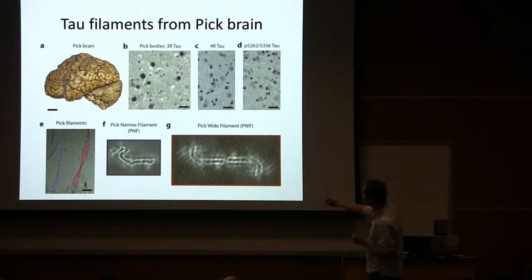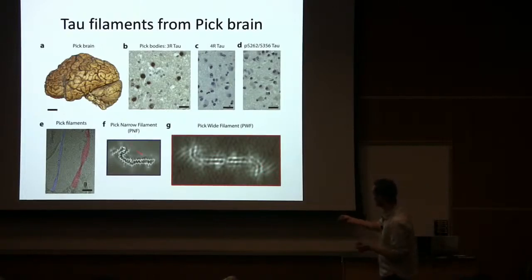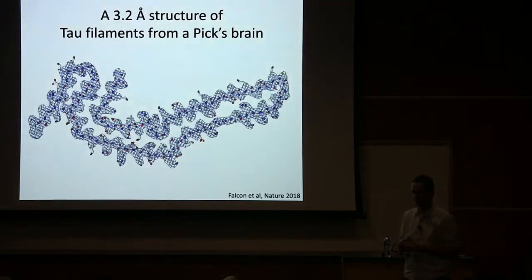And again, from the filaments, we saw two different types, what we call the narrow filaments and the wide filaments. For the wide filaments, we never got beyond 8 or 9 angstroms resolution. There weren't too many of them and they may flop a bit. But for the narrow filament, we got a 3.2 angstrom resolution structure. I hope I can convince you that the wide filament is probably made up of head-to-head dimers of the narrow filaments, although we never could build an atomic model for that. We could build an atomic model for the narrow filament, and the density was quite good.